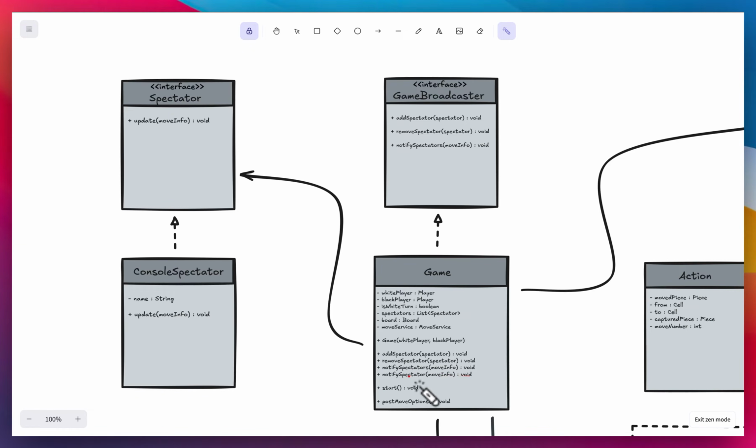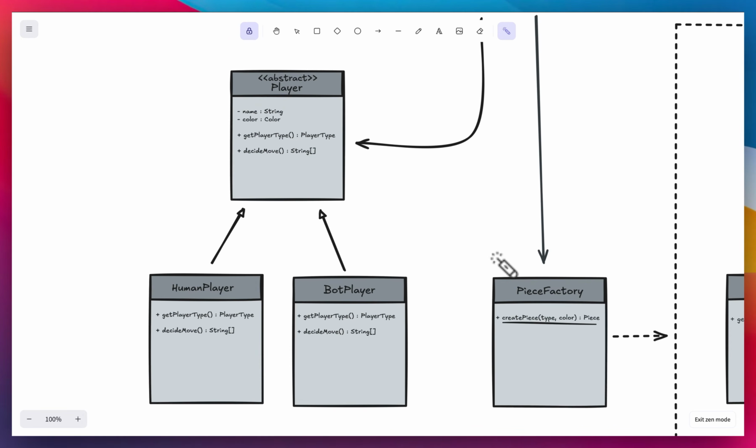Okay. This notify spectator will go through each and every spectator in our game. Currently, there is only one spectator, which is the console spectator. There can be many more spectators as well. So we will go through each and every spectator and we would call the update function of that spectator, and the input would be the move info. Right. So all the spectators would get that move info from the subject. So I hope now you understood the observer design pattern which is used over here in order to notify the spectators about the movement of the particular piece.